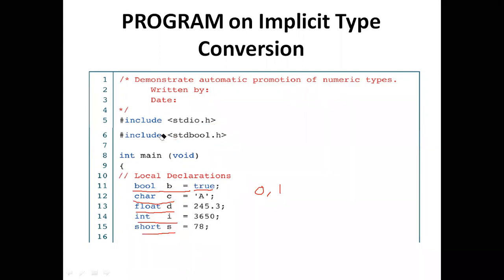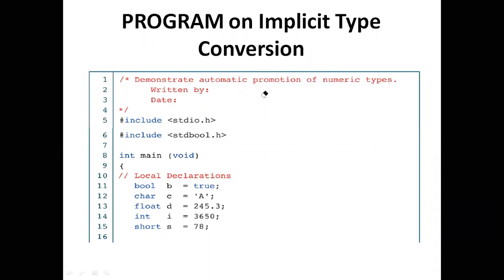Now this program is demonstrating the automatic promotion of numeric types. What we need to remember is that implicit type conversion is what we call automatic promotion.